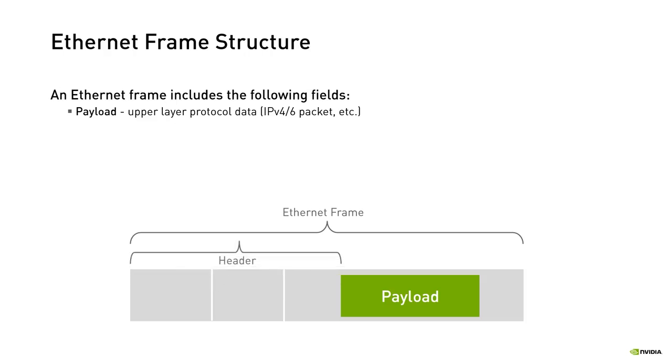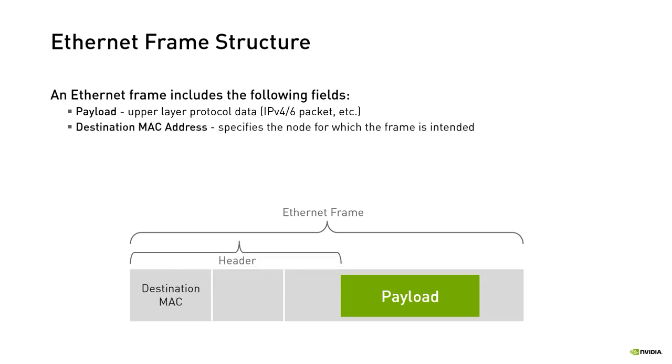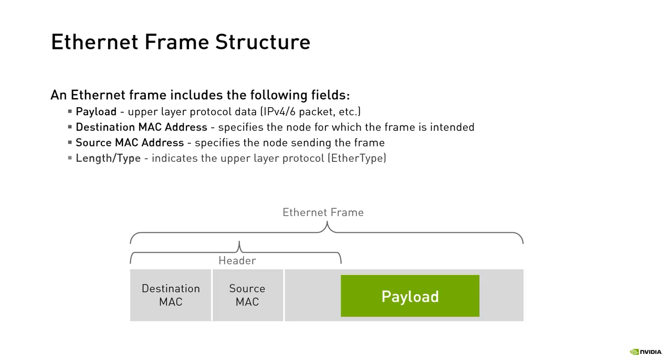The header includes 3 fields: destination MAC address, which specifies the node for which the frame is intended; source MAC address, which specifies the node sending the frame; and type field, also known as ether type, which indicates the upper layer protocol type, such as an IP version 4 packet. There is another type of frame that has a length field instead of the Ether type, but it won't be discussed here. Ethernet also adds a field called frame check sequence, or FCS, to the end of the frame.